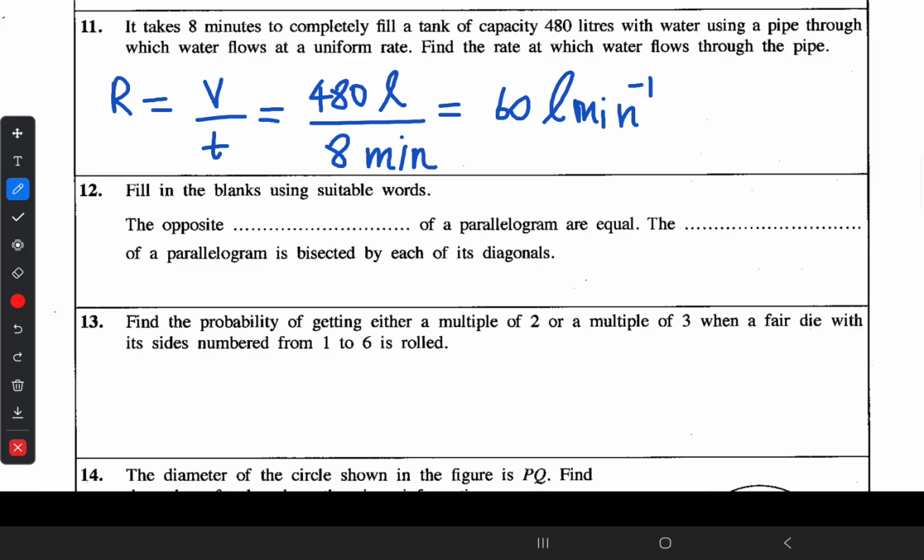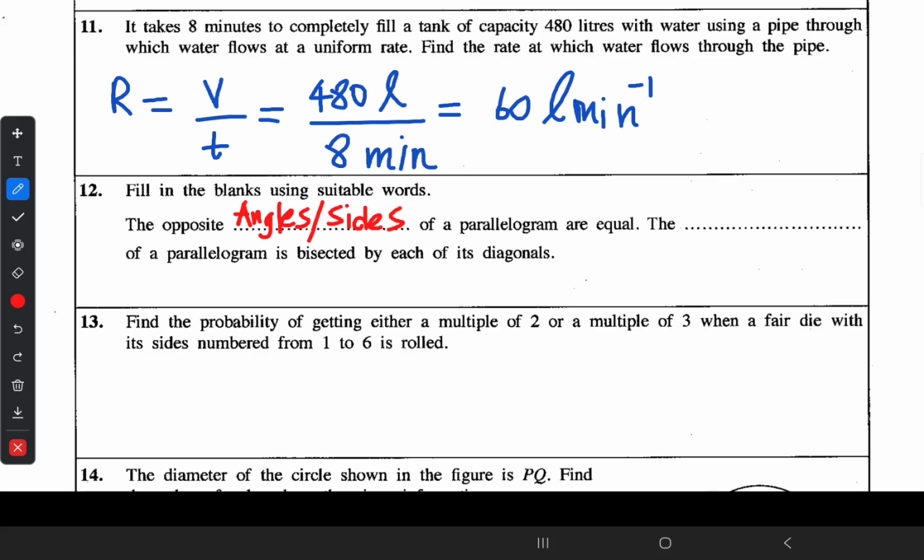Fill in the blanks using suitable words. The opposite blank of a parallelogram are equal. So here you can fill in either angles, as opposite angles are also the same. If not, you can write opposite sides. Opposite sides are also the same. Opposite sides of a parallelogram are equal.